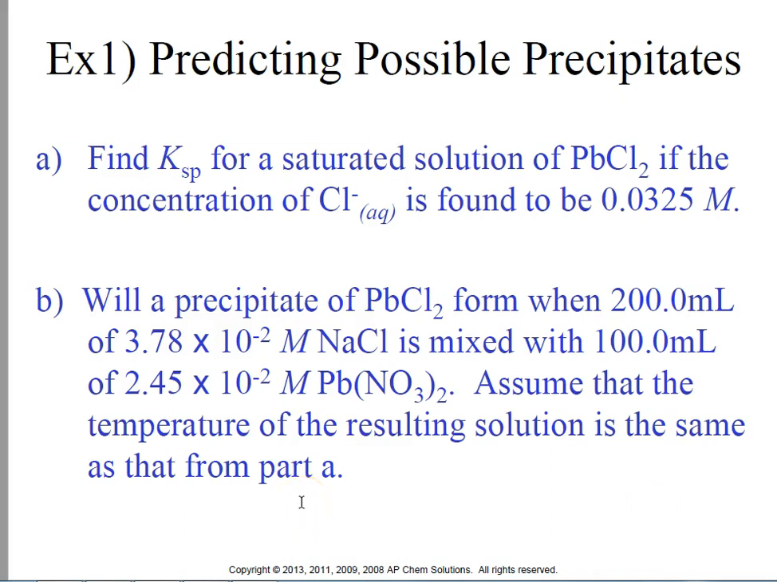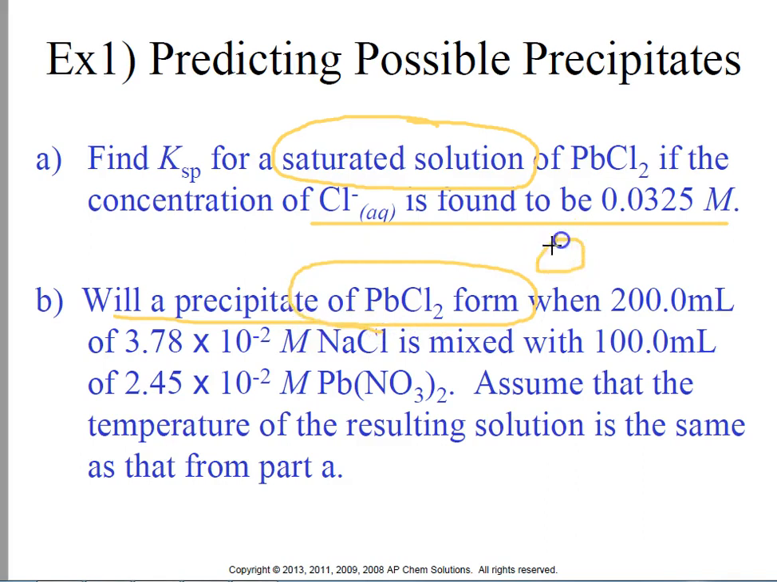All right, so here is an example. In part A, we want to first find the KSP if we have a saturated solution where our concentration of chlorine is known. The second question is, will a precipitate form, Q, when we mix the sodium chloride, so we've got the chlorine, with the lead nitrate.